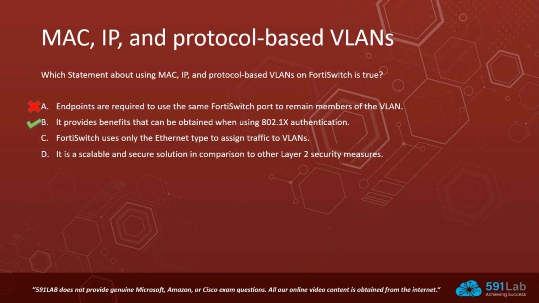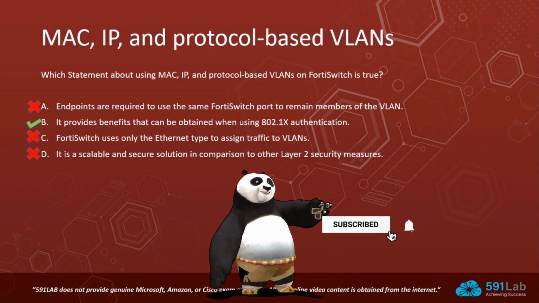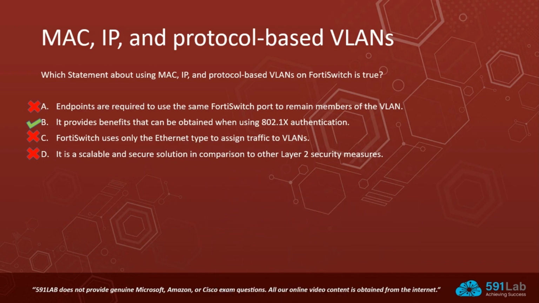Answer C. FortiSwitch uses only the Ethernet type to assign traffic to VLANs. This answer is incorrect. Answer D. It is a scalable and secure solution in comparison to other layer 2 security measures. This answer is also incorrect. So for this question, the correct answer is B. For further information related to MAC, IP, protocol-based VLAN, you can study more in the FortiSwitch 7.2 study guide, starting at page number 376.